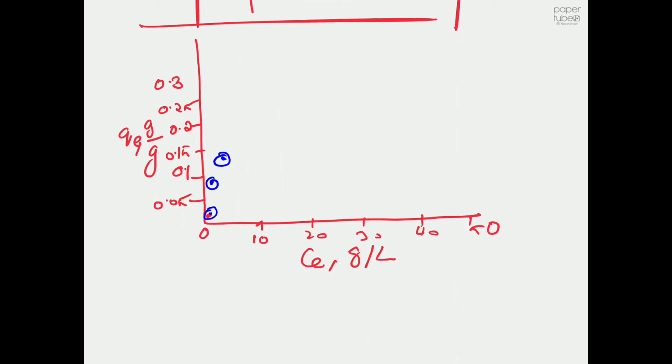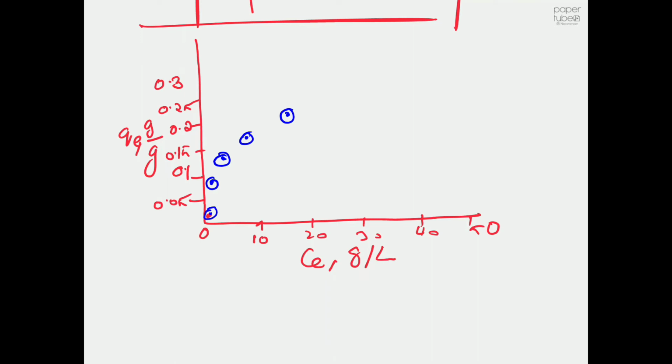And then 6.2, and then 0.19, it will be around here. And then 15.3 is 0.235, somewhere around here.